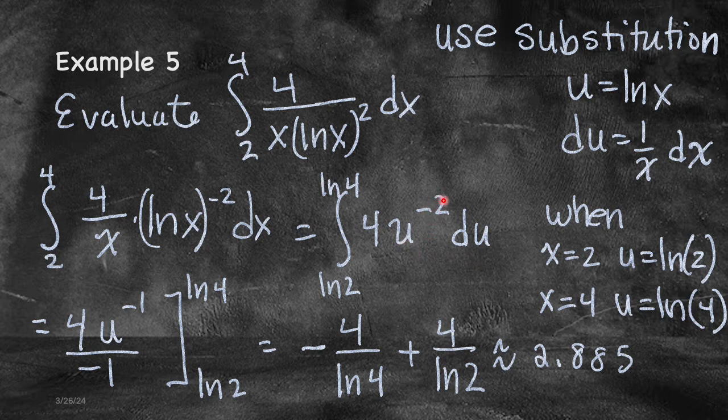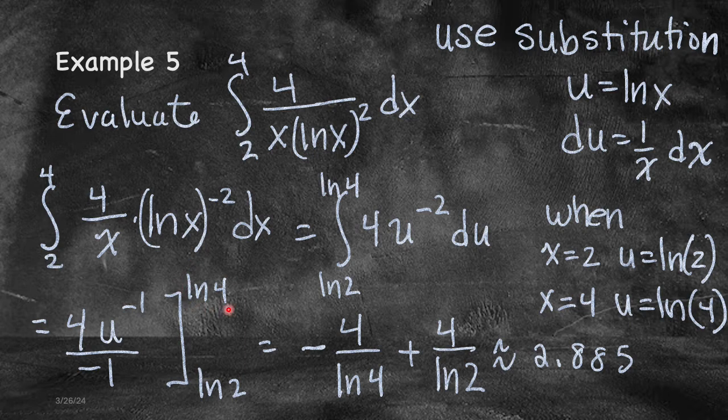And so we want to add 1 to the exponent and then divide by that same exponent. So we're going to have 4 times u to the -1, because when I add 1 to -2, that gives me a -1. And then I have to divide by -1. And then I'm going to evaluate that from the natural log of 2 to the natural log of 4, keeping in mind that it's really important to start with the natural log of 4 because that's the upper limit.